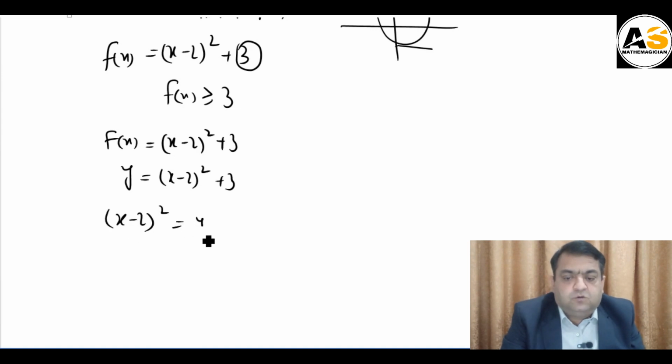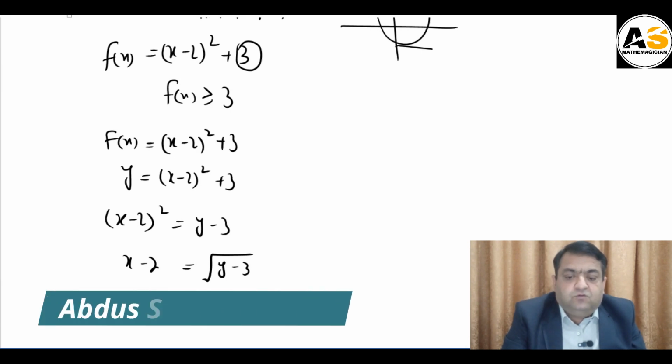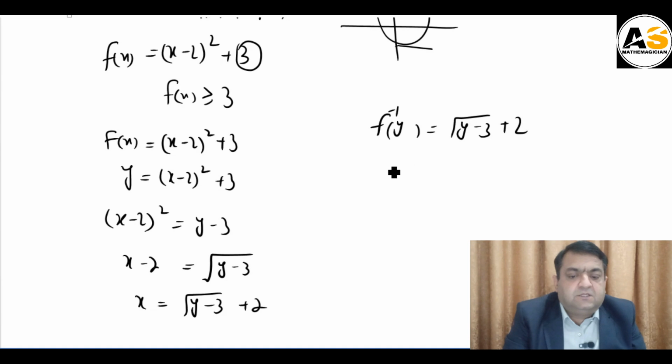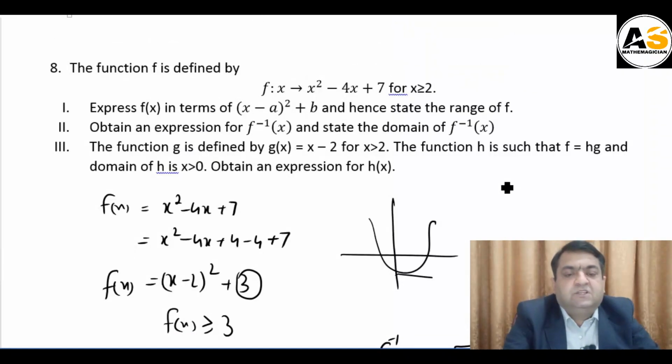(x - 2)² = y - 3. x - 2 = √(y - 3). Taking the positive values as explained in the last question, x = √(y - 3) + 2. x will be replaced by f inverse of y. This will be √(y - 3) + 2, and at the end y will be replaced by x, so f inverse of x = √(x - 3) + 2. So this was the solution to our second part.